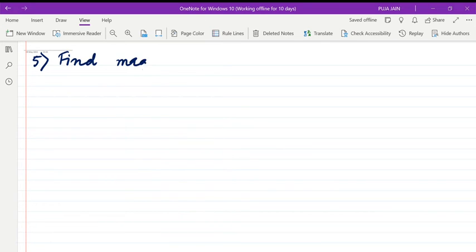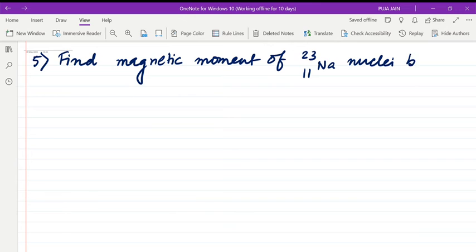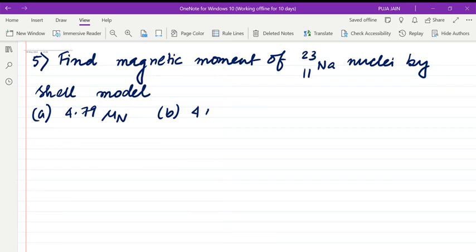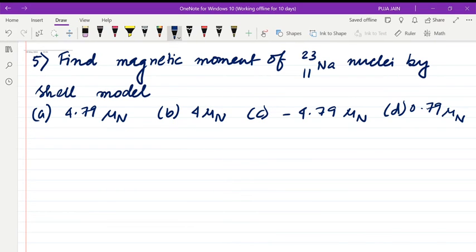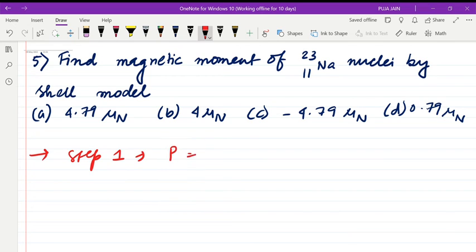So now another formula, when to use it if there is an odd number of protons, right? Okay, now let's see. Find the magnetic moment of sodium-23 (Z = 11) nucleus by the shell model. Now here options are A: 4.79 μN, B: 4 μN, C: −4.79 μN, and option D is 0.79 μN. Here you see, first step 1, that is the proton is odd, right?